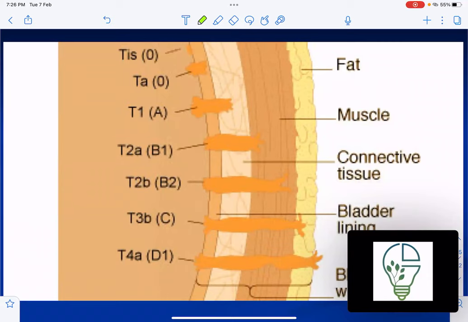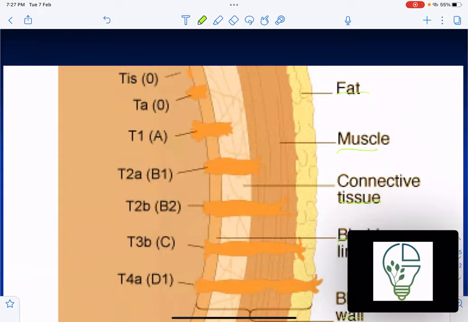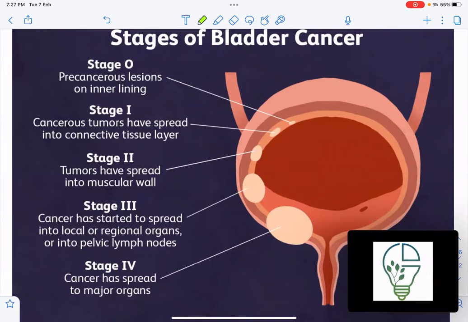As you can see, there are several layers that make up the wall: fat, muscle, connective tissue, bladder lining, bladder wall, etc. Why is it important to know these layers? We're trying to figure out the stages of bladder cancer. This image is easier to understand. We have stage zero, which is just in the lining. Usually we do not get to diagnose patients at this stage because there are not a lot of symptoms that we can see. Stage one is when it goes into the connective layer. Stage two is when it goes to the muscle. Stage three is when it goes into the local regional organs or into the pelvic lymph nodes.